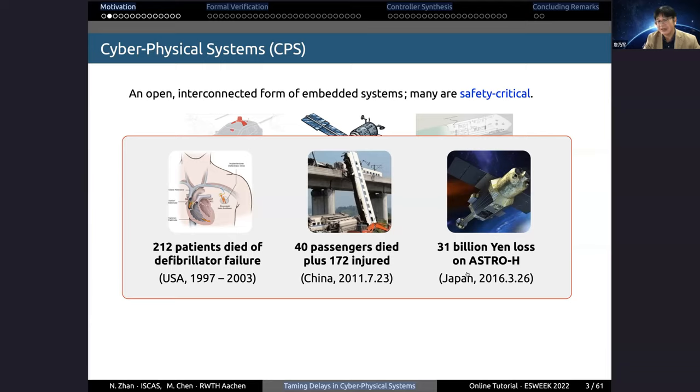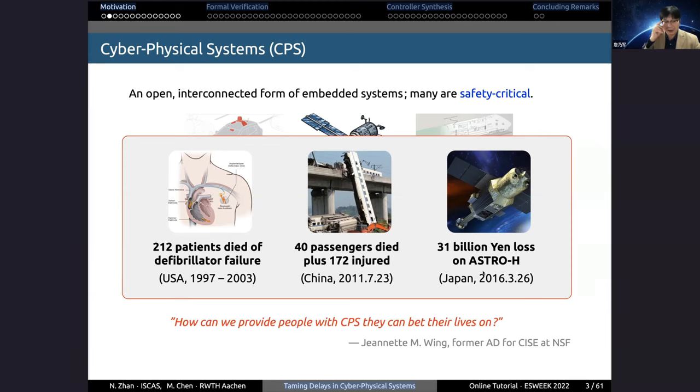Also, the Japanese Space Center launched a telescope named Astro-H, but after one month, the telescope disappeared because of some software bugs. So how can we provide people with cyber physical systems that they can bet their life on, which is a challenge for computer science and control theory.